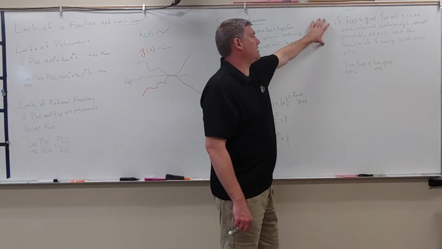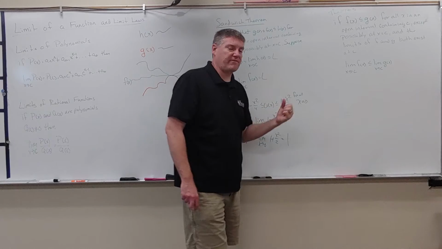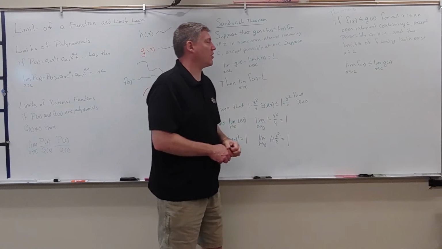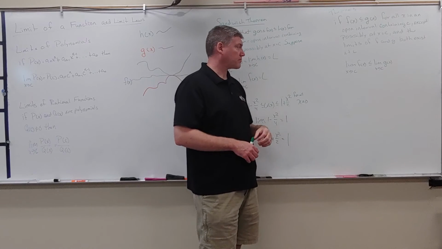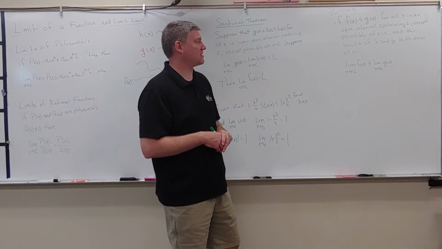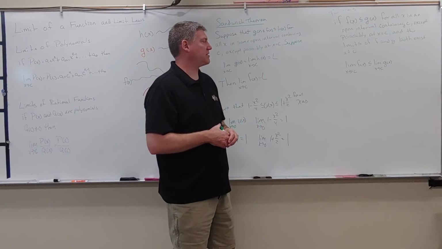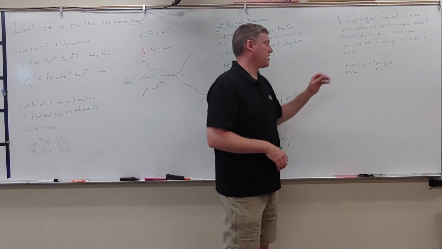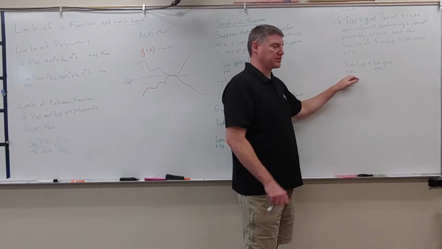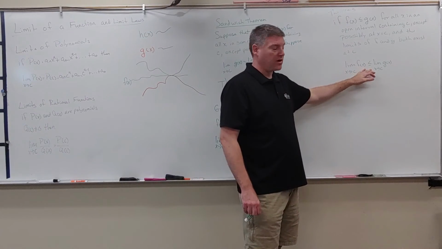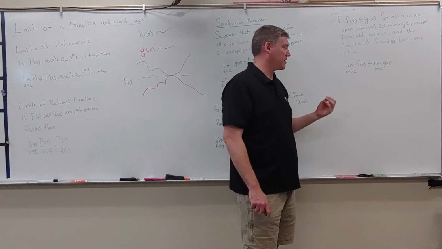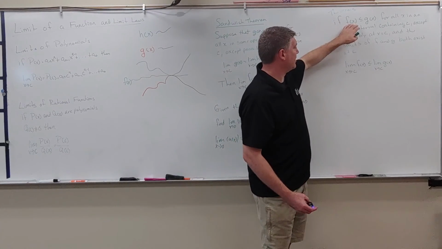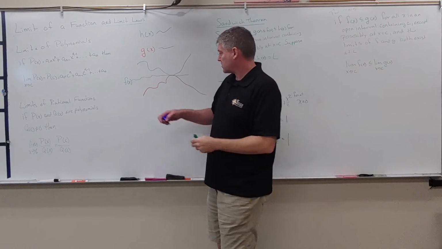The last thing here is if I have f of x less than or equal to g of x for all x in an open interval containing c, except possibly at x equals c, and the limits of f and g both exist at c, then the limit of f of x as x approaches c is going to be less than or equal to the limit of g of x as x approaches c. Okay, so this is kind of looking at that function here.